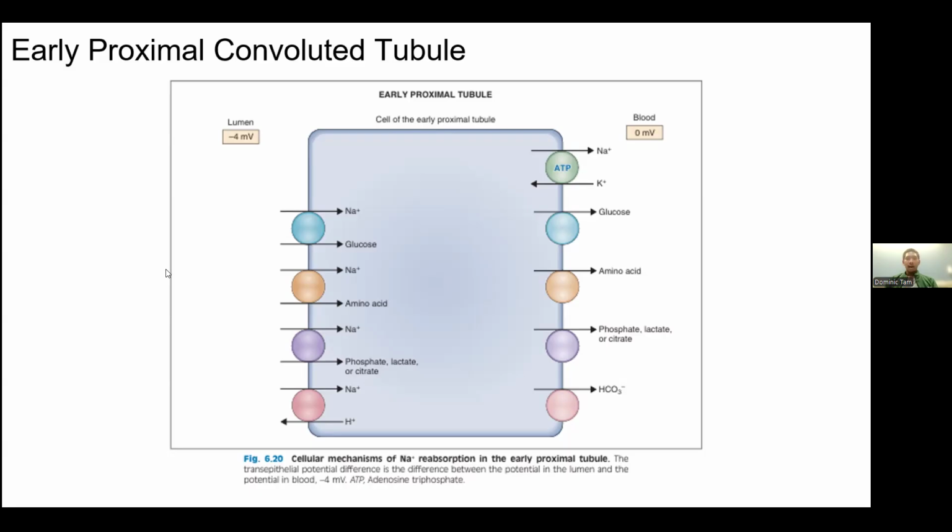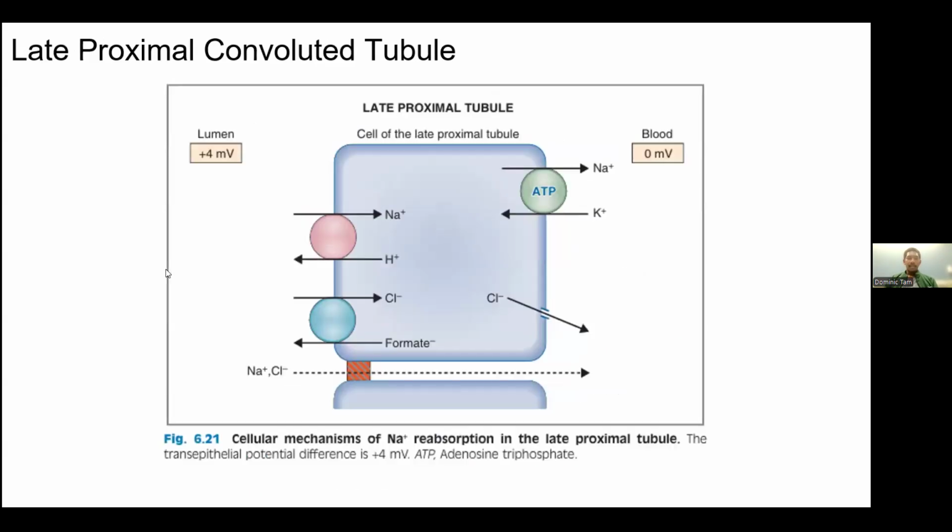That is, 100% of the glucose and the amino acids are reabsorbed at this point. 85% of the bicarbonate that was filtered is reabsorbed. Most of the filtered phosphate, lactate, and citrate have been reabsorbed. And because sodium reabsorption is coupled to each of these processes, it has also been extensively reabsorbed as well. So in the late proximal tubule, the fluid that enters has no glucose, no amino acids, and little bicarbonate. However, it has a very high concentration of chloride.